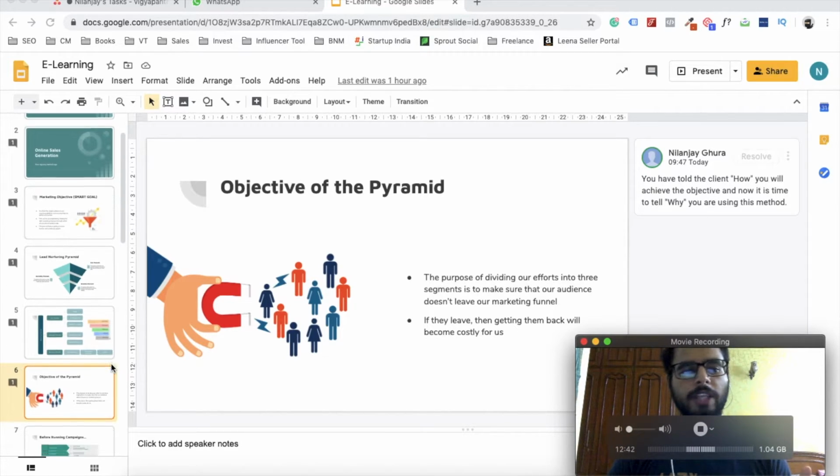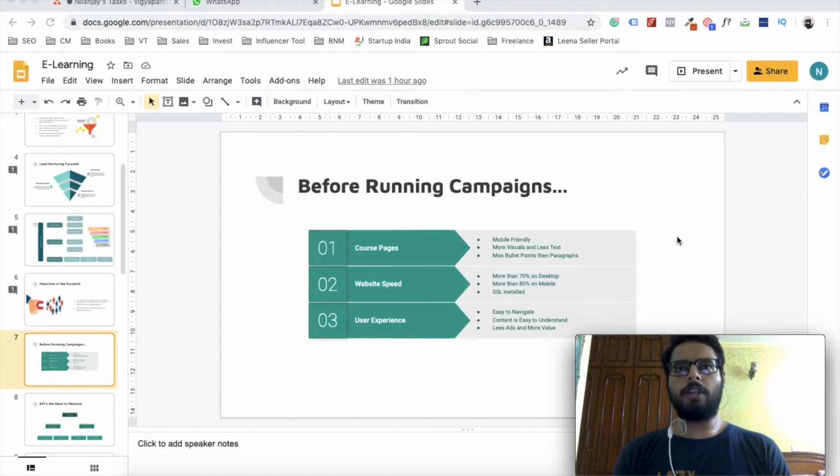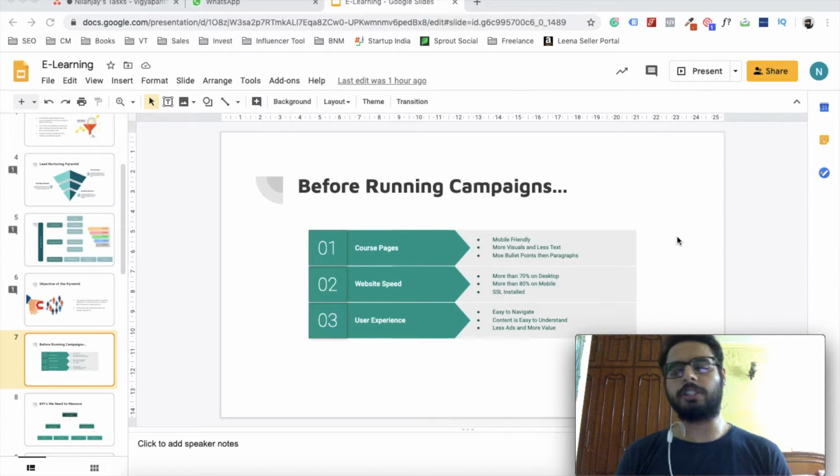Right, now let's move on to the next slide and see what I have there. Now, this is a very important aspect in digital marketing, because this is a proposal for a pay-per-click client. It is really important that before you start any campaign, your digital assets are properly optimized. For example, in this case, because this is an online course platform, our digital assets are course pages, website speed, and user experience.